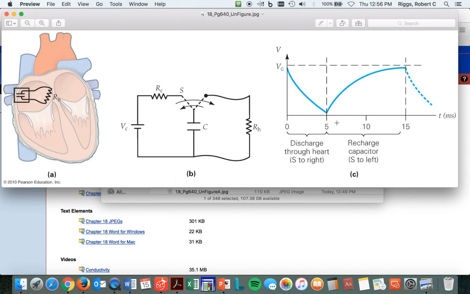But what we need to do is keep the current we're trying to control very, very small.